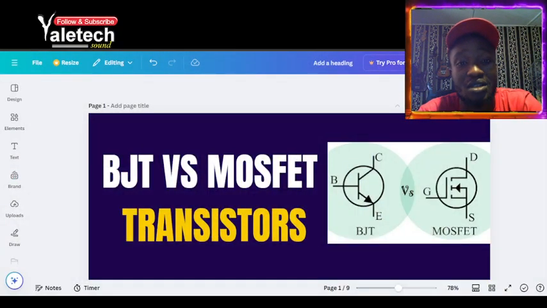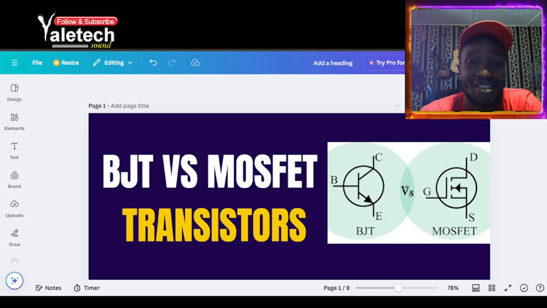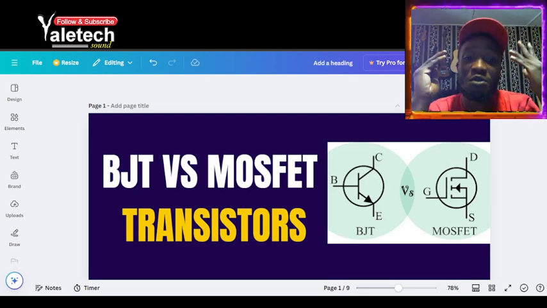BJT and MOSFET transistor. For a while now we've been looking at transistors, how a transistor works, and how we get a data sheet of it.